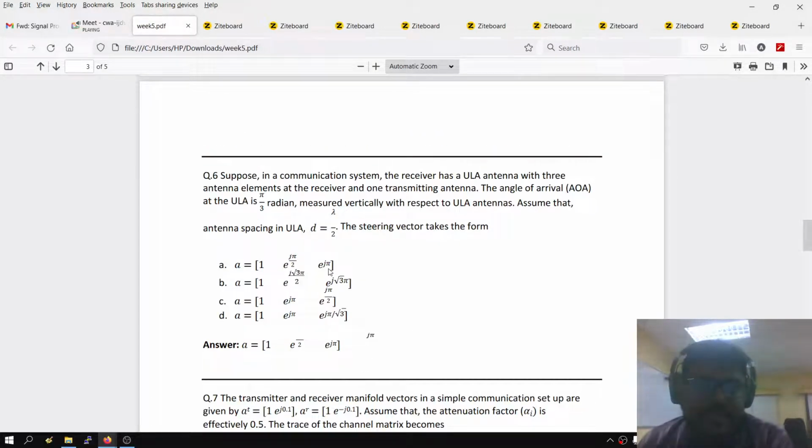So the next question: suppose in a communication system the receiver has a ULA, meaning uniform linear array antenna, with 3 antenna elements at the receiver and 1 transmitting antenna. The angle of arrival (AOA) at the ULA is pi by 3 radian, and the most important line is here: measured vertically with respect to the ULA antennas. So assume that antenna spacing in the ULA is d equal to lambda by 2. So which form does this steering vector take? Let us derive this equation once again.